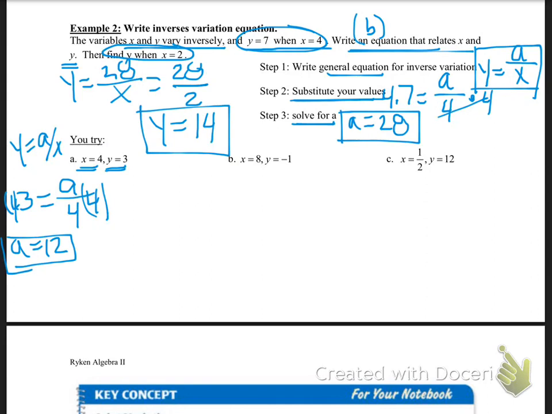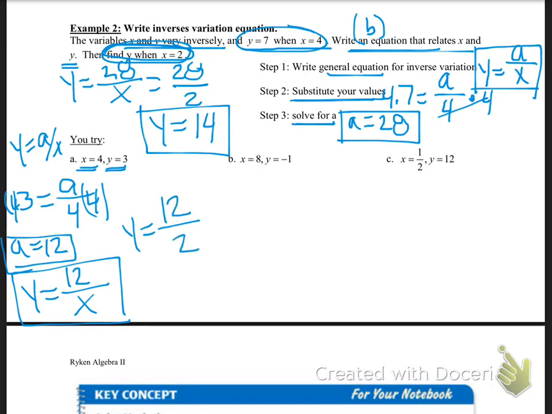Once I have a, I need to write my equation. y equals 12 divided by x. Then the last step, we're going to use the same thing as the example. Find y when x is 2. So 12, and then I'm going to plug in 2 for x. So y equals 6.